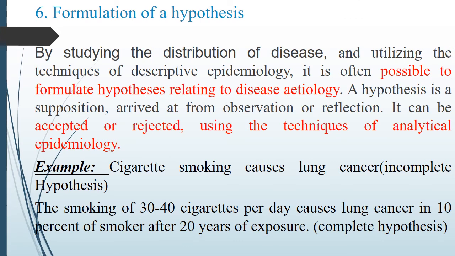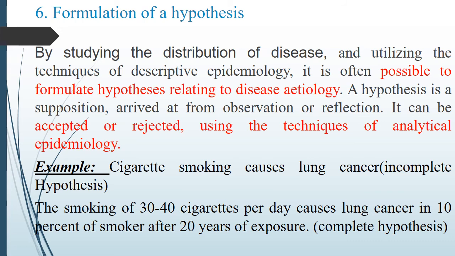Next, lastly, we have studied defining the population and to whom the disease is occurring, and we have already studied time distribution, place distribution, person distribution, and also measured the disease by mortality and morbidity, and compared all those things with the known indices. And at last, by studying this, we can formulate the hypothesis. By that only we can come to know the etiology factors for the disease. It can be accepted or rejected using the techniques of analytical epidemiology.